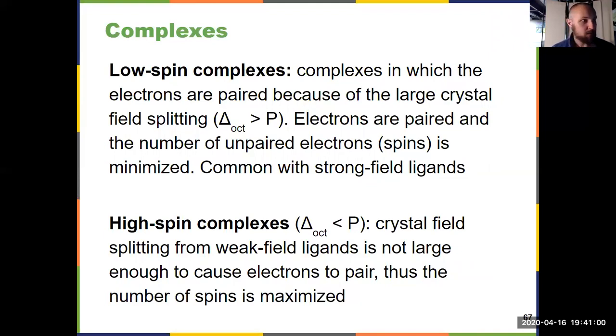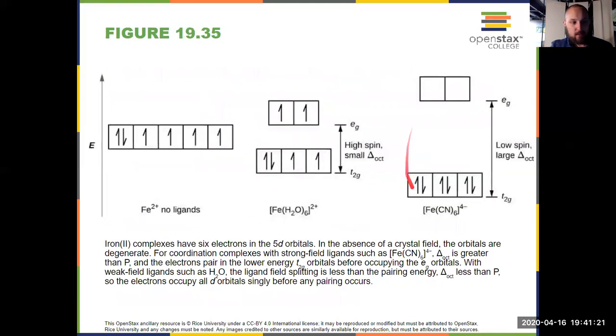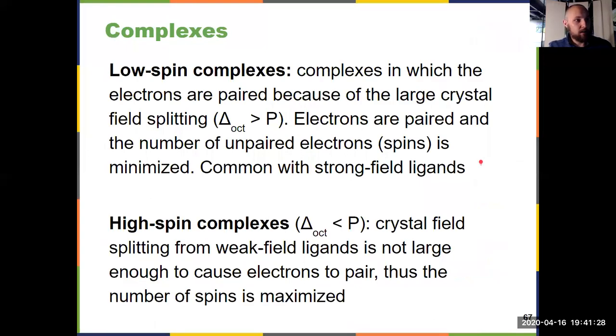So those have names: low spin complexes and high spin complexes. Low spin was the one on the left. Oh, sorry, the one on the right. Complexes where the electrons are paired because of the large crystal field splitting, right? It exceeds the pairing energy. So low spin complex was the one on the right. You get it because the electrons are all in the lower energy. They're paired up. That comes from strong field ligands, things on the right-hand side of the spectrochemical series.